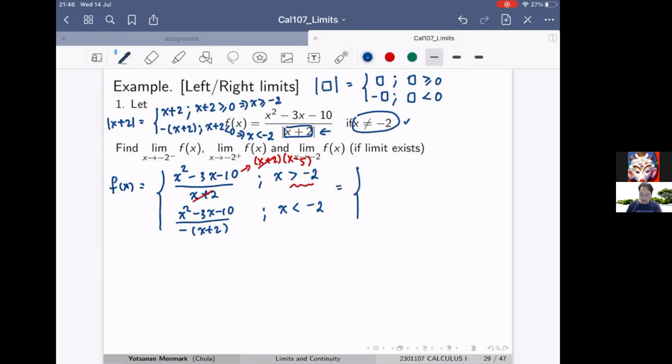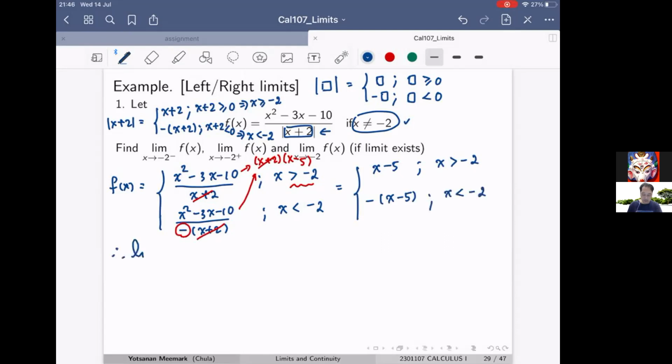So actually, it is x minus 5 if your x is greater than negative 2, and negative of x minus 5 if x is less than negative 2, because this one, same thing, right? Same thing, but you cancel with that one, we still have a negative left over. So your x is less than negative 2.